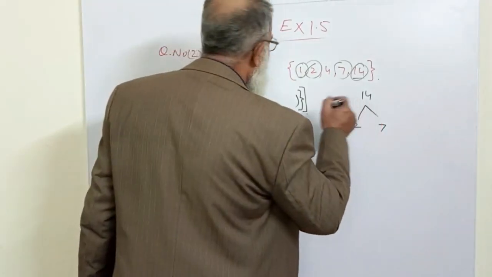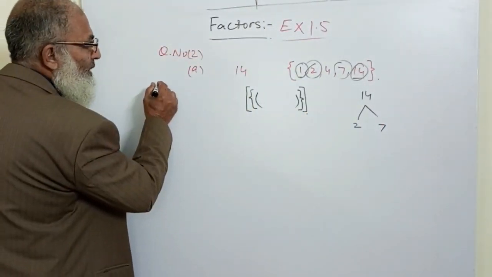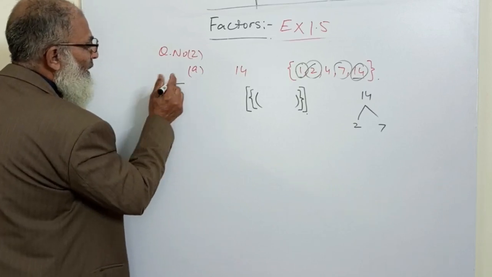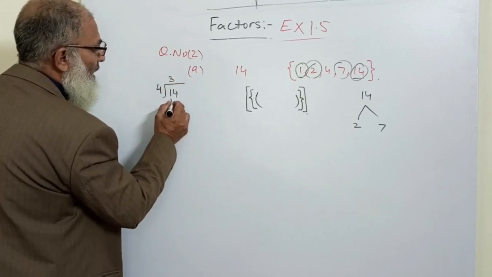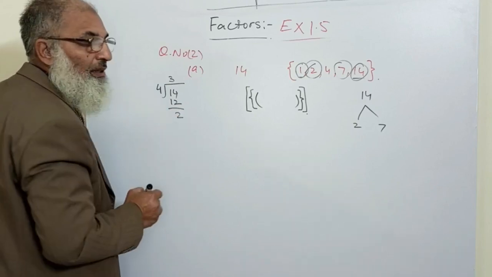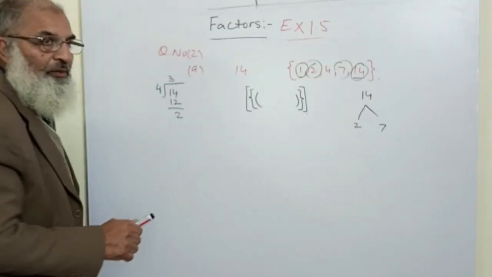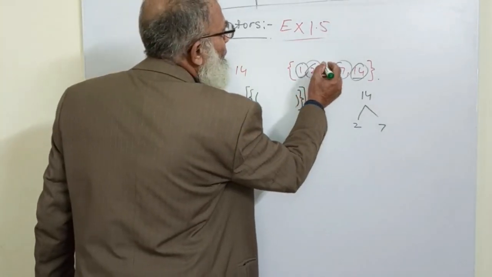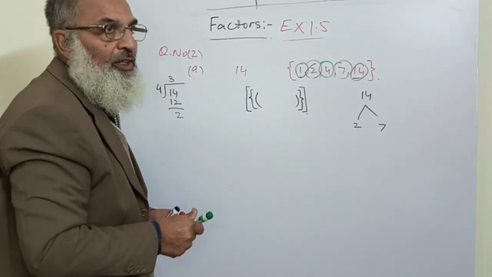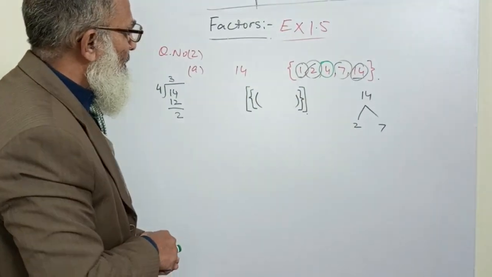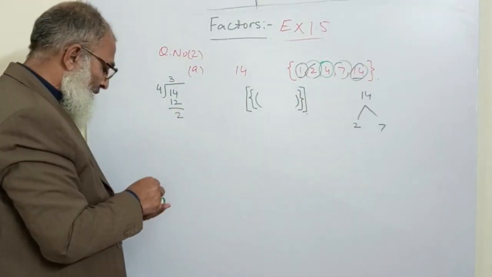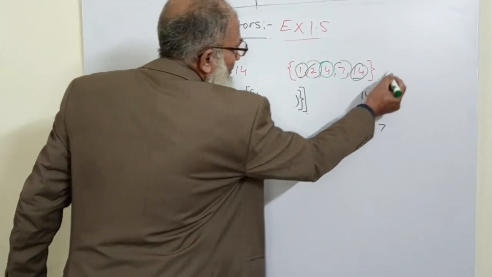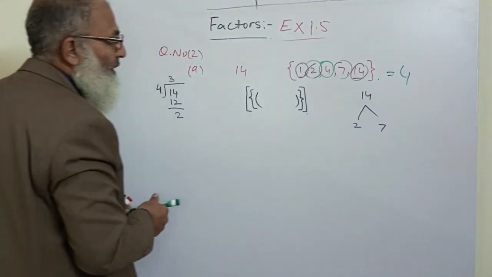And to counter check it, you can divide 14 by 4, and 4 times 3 is 12, and we are left with a remainder, and that is 2. So my dear students, 4 is not the number which is the factor of 14. So the answer is 4 over here.